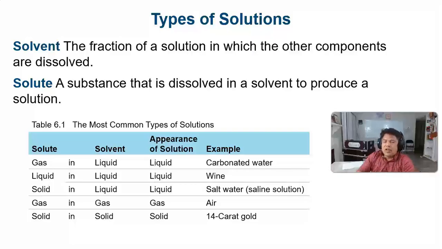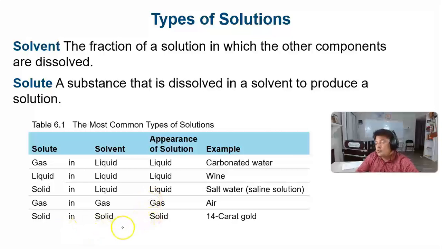Now let's see the most common types of solutions. We can have a gas-liquid solution, gas plus liquid. For example, carbonated water is a gas-liquid solution. A liquid-liquid solution can be, for example, wine, water and alcohol. A solid-liquid solution is salt water, which is also a liquid solution. And a gas solution, for example, air. Guys, air is also a solution. That is the gaseous form of a solution.